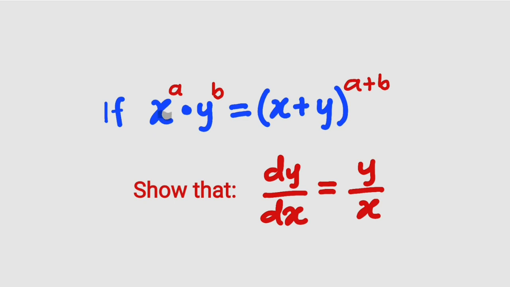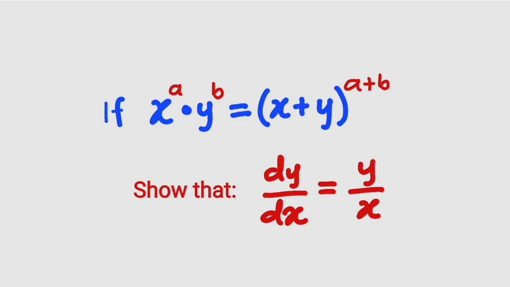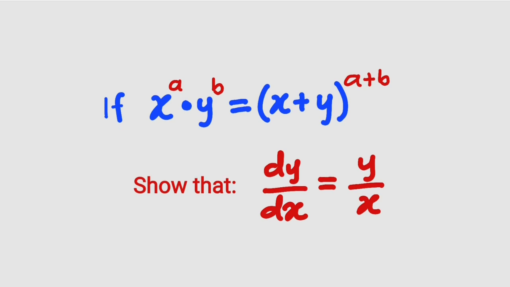We are given that if x raised to the power of a multiplied by y to the power of b is equal to x plus y raised to the power of a plus b, we are asked to show that dy over dx is exactly equal to y divided by x. Alright, let's get started. We're going to take this function right here and differentiate it, to show that it is the same thing as y divided by x.